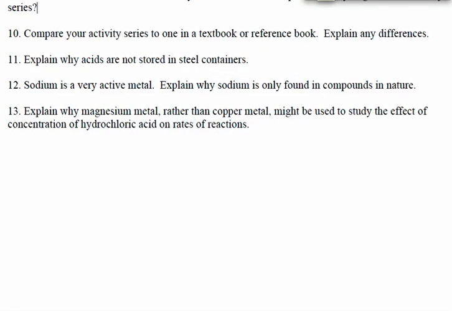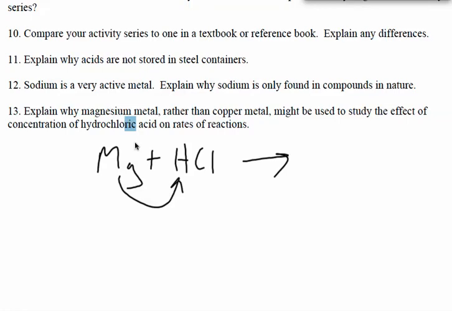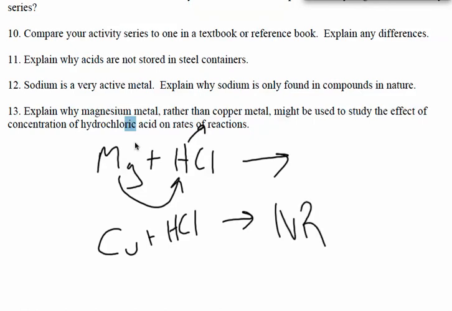Okay, and the last one is why magnesium metal rather than copper can be used with hydrochloric acid. Well, magnesium is more active than hydrogen, so it can be used in a single replacement reaction, as it kicks out the hydrogen since it's more active. Copper, if you did copper plus hydrochloric acid, then you're going to have what we call no reaction. So you would not be able to use that combination.